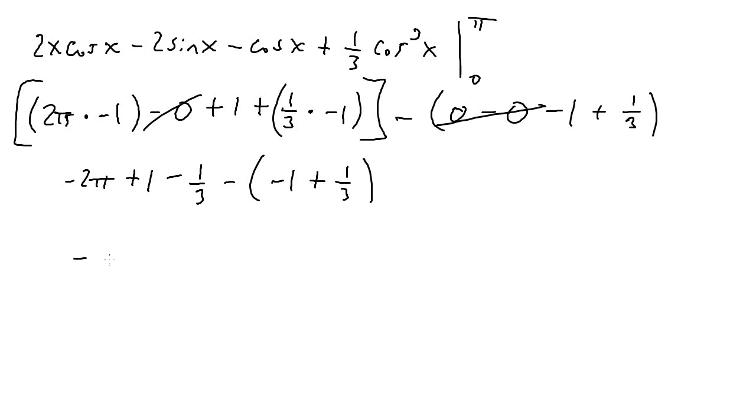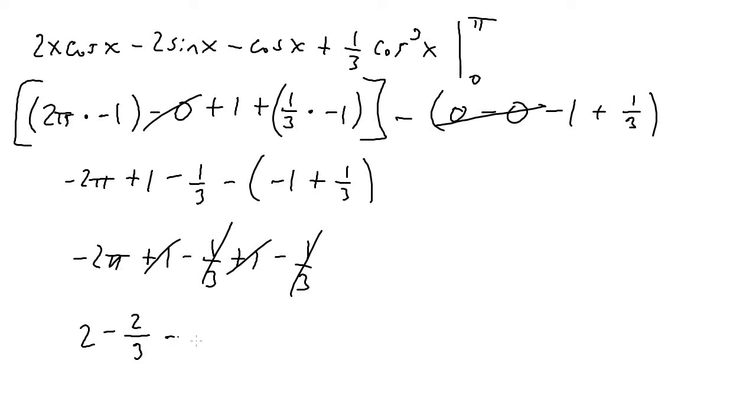So simplifying even further, we get negative 2 pi plus 1 minus 1/3. We distribute over the negative. We have plus 1 and then also minus 1/3. So then 1 plus 1 is 2. And we have 2 minus 1/3 minus 1/3, which is negative 2/3, and then minus 2 pi. So 2 I can rewrite as 6 over 3. 6 over 3 minus 2 over 3 is 4 over 3. So the final answer is 4 over 3 minus 2 pi.